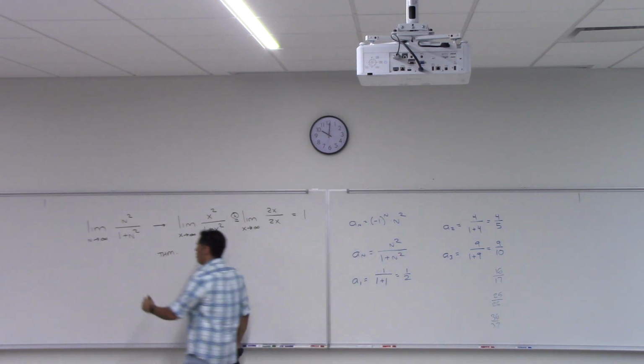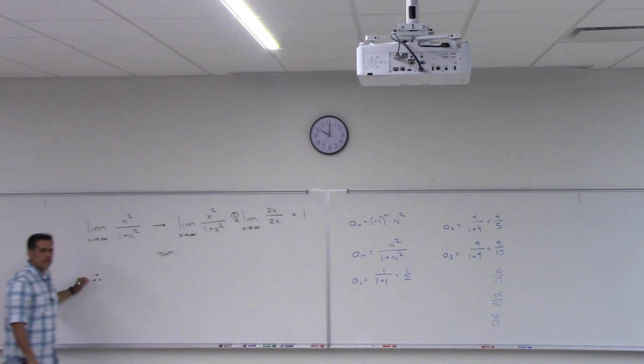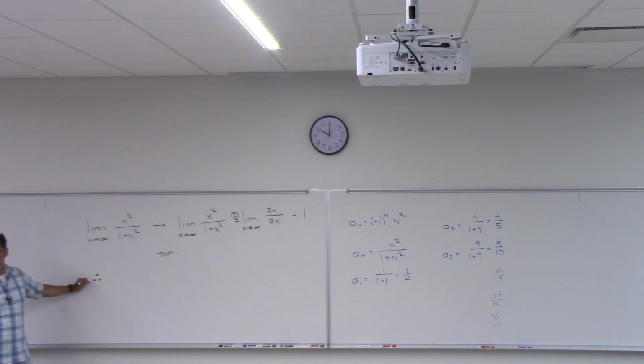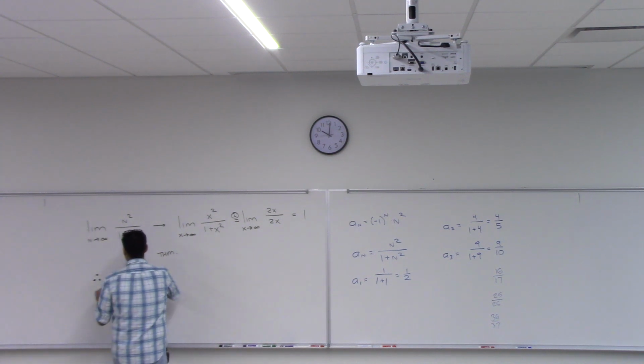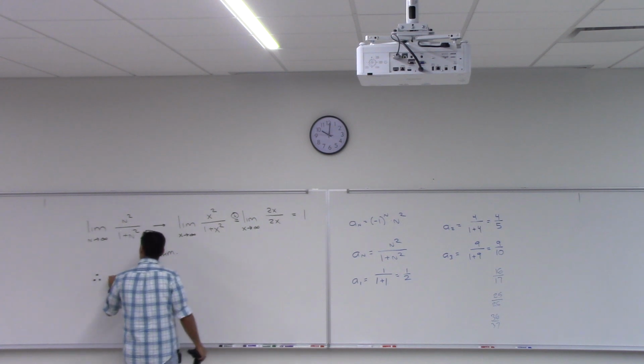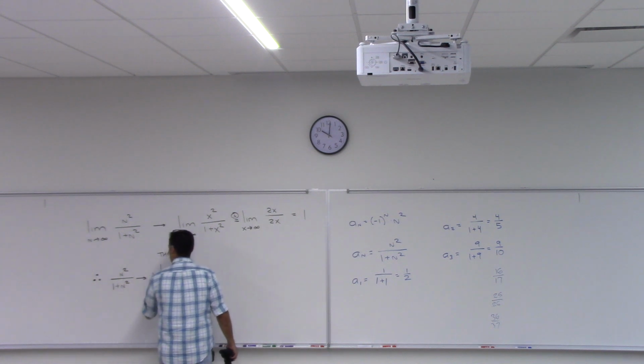So I can conclude. Therefore, three dots in the shape of a triangle means therefore. Okay, make a little note of that. That means therefore from here on out. Therefore, the limit, no, let me do it this way. I'll use different notation. Therefore, I can conclude that n squared over 1 plus n squared goes to 1.